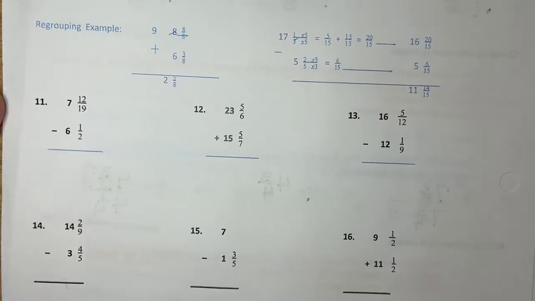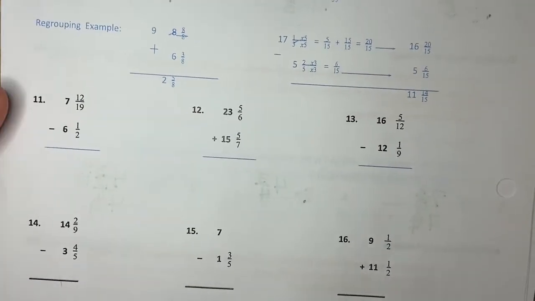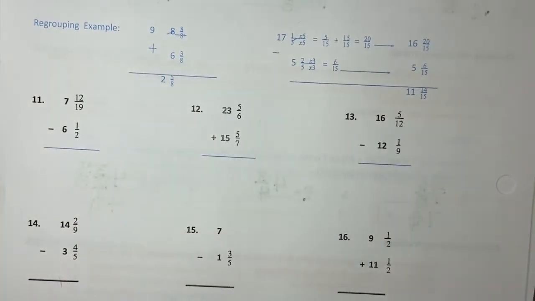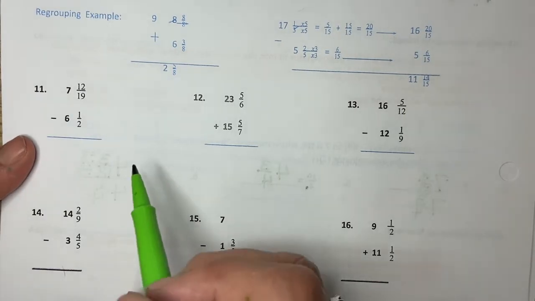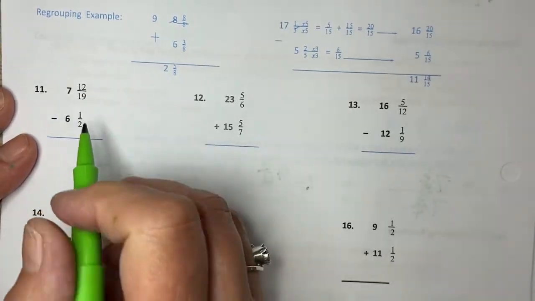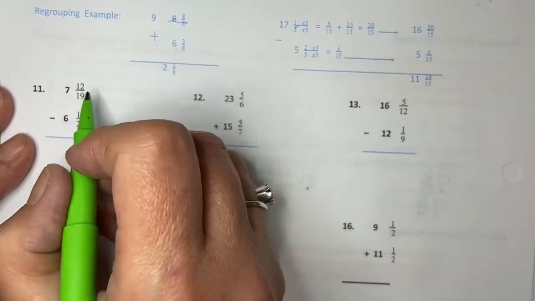So this one is a subtraction. The only thing that's going to be different on some of these is that you have to do the whole numbers too, okay? There's a couple I have to regroup, but pretty much they're the same thing. You just got to remember to add or subtract the whole numbers.